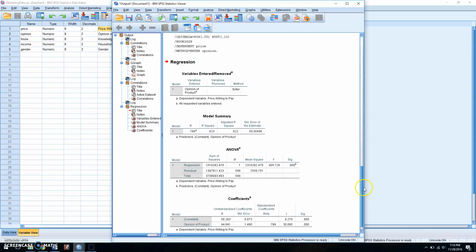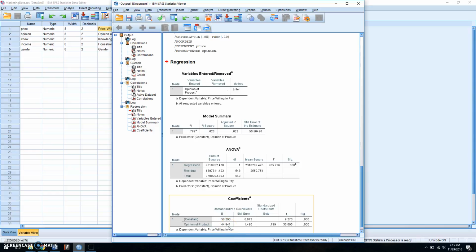We really care about this last table, though, the one labeled Coefficients. This is the stuff that's going to show us how to make our actual equation. What we really are looking for in terms of our A and our B for the regression equation are these first set of numbers under Unstandardized Coefficients. The B, capital B, is how SPSS labels it. We've got here 56.293 as our constant and 44.841. So what the heck do these mean?